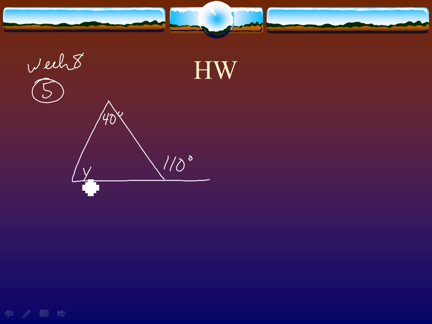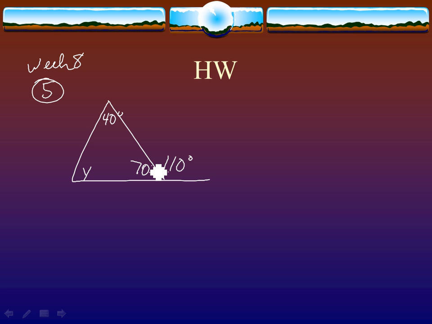There are a couple of different ways you could find y here. Oh, I get it now. Those two angles are supplementary, so what's this one? 70. And then that one's 70. 40 and 70. That one's 70.